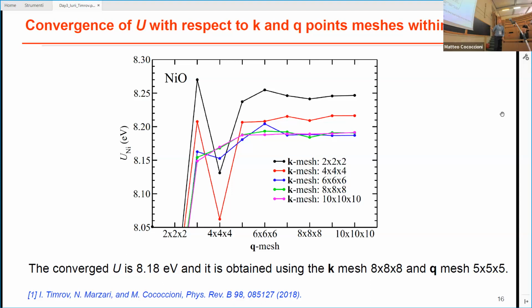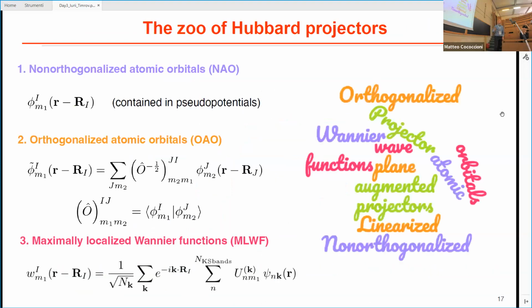this Q mesh. Again, when you talk about convergence, you need to say which is the threshold. Here, I don't remember, but probably I took 0.01 eV or something like that. And for that accuracy of U, I need these meshes. So again, if you want to use it for your research, remember to converge Hubbard parameters with respect to the K mesh, Q mesh, and cutoff. So that was all about Hubbard parameters.